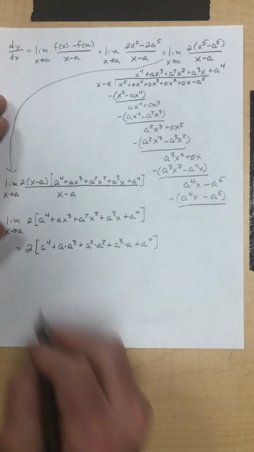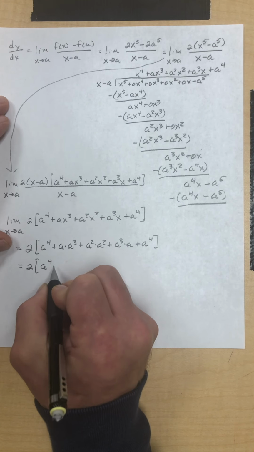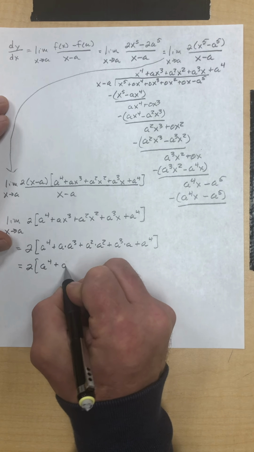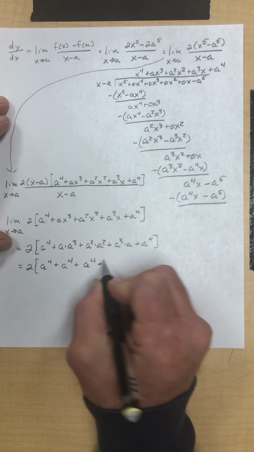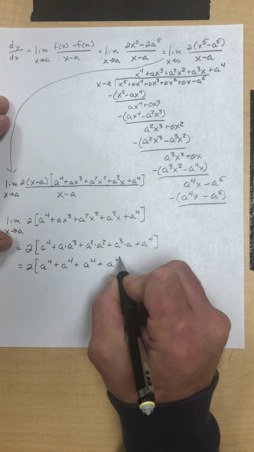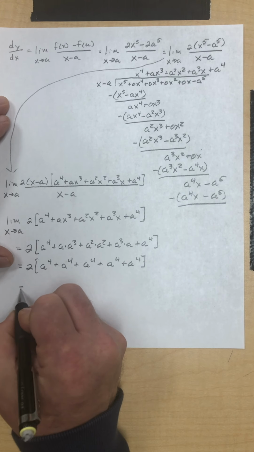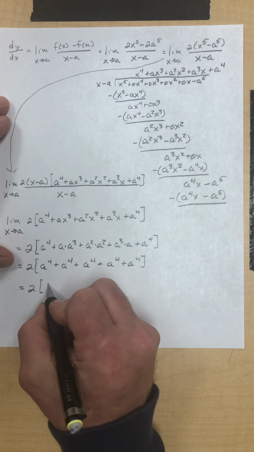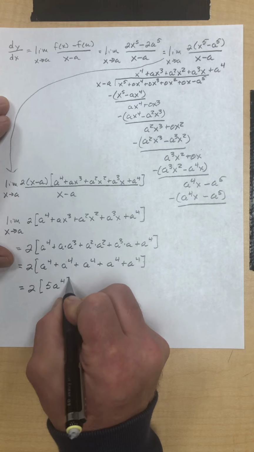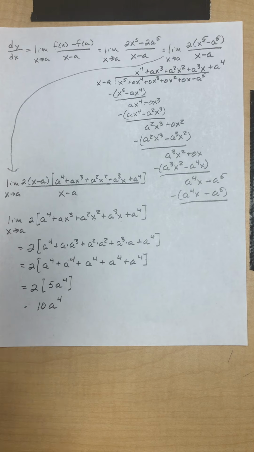And notice how this is going to work out just fine. Okay, so I've got a to the 4th. When I multiply these, I get a to the 4th. When I multiply these, I get a to the 4th. When I multiply these, I get a to the 4th, and then bring that last a to the 4th down. And notice they're all similar. I got 1, 2, 3, 4, 5. So I have 5 a to the 4th. And when I multiply it together with the 2, I get 10 a to the 4th. And I found my derivative as x approaches a.